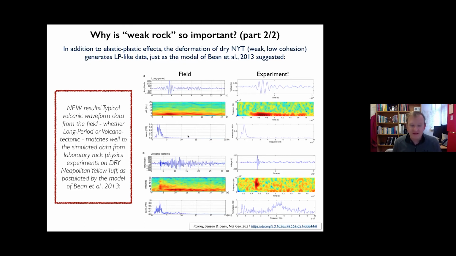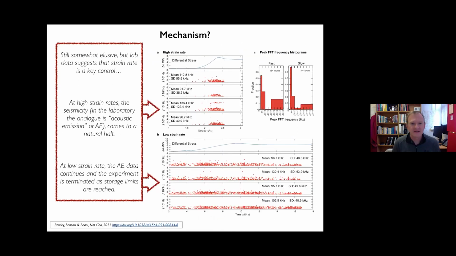And what we found here is a nice comparison between field data, again, with no fluid, long period events, and our experiments, again, now with no fluid, just a weak, low cohesion material, the Neapolitan tuff, generating the same kind of long period, low frequency data that we previously thought was exclusive to fluid-driven rock-fluid interaction. So clearly there's a lot more to this story.